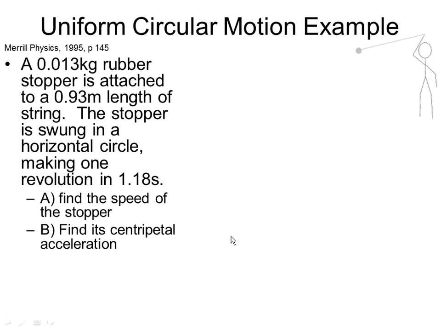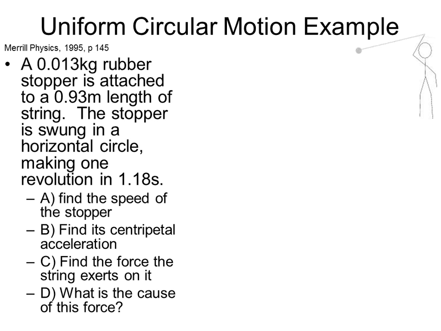Okay, let's talk about this uniform circular motion example. A 0.013 kilogram rubber stopper is attached to a 0.93 meter length of string. The stopper is swung in a horizontal circle, making one revolution in 1.18 seconds. So here's a kind of a visual. You're spinning it around. Imagine he's got safety goggles, of course. Find the speed of the stopper. Find its centripetal acceleration. Find the force the string exerts on it, and what is the cause of this force? Okay, go ahead, please.